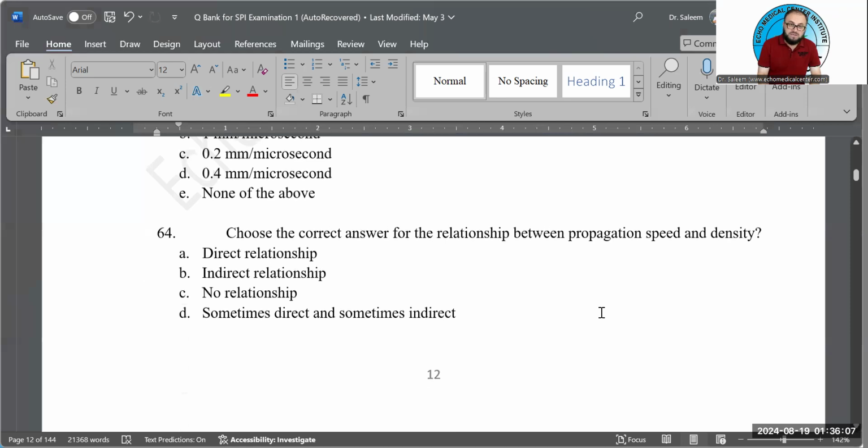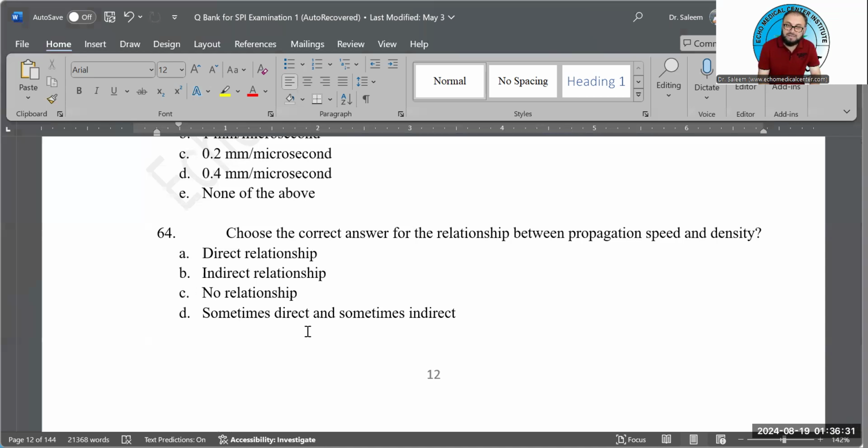Okay, this is an easy question. The question is, choose the correct answer for the relationship between the propagation speed and density of the tissue. Now, first of all, which one do you think is the answer? Is it direct relationship, indirect relationship, no relationship, or sometimes direct, sometimes indirect? What do you think?